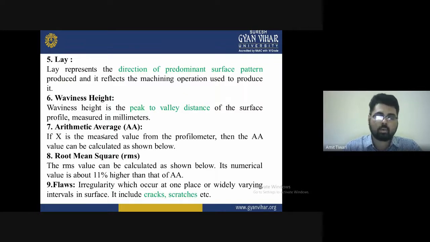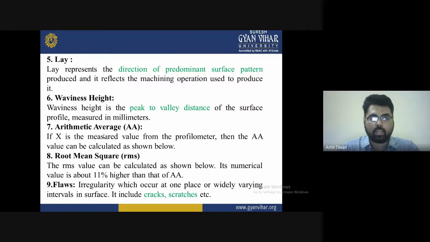Eighth is the root mean square, RMS. The RMS value can be obtained as shown below. Its numerical value is about 11% higher than that of the arithmetical average. So the RMS value can be calculated as shown below. Its numerical value is about 11% higher than that of AA.